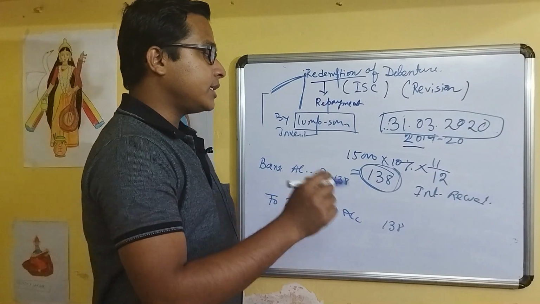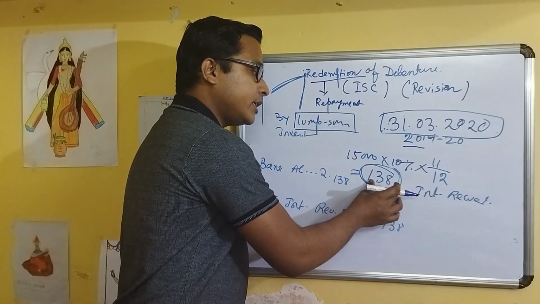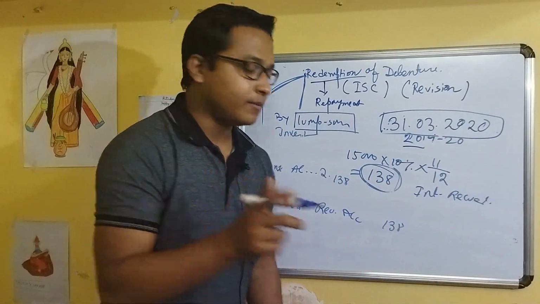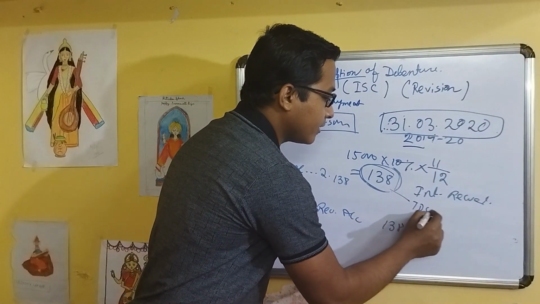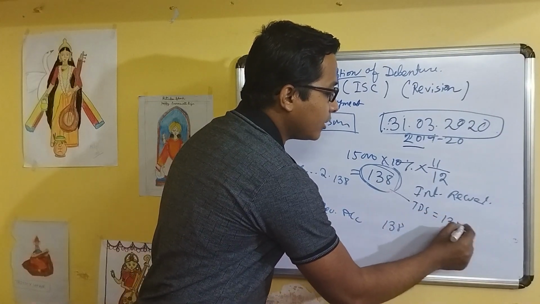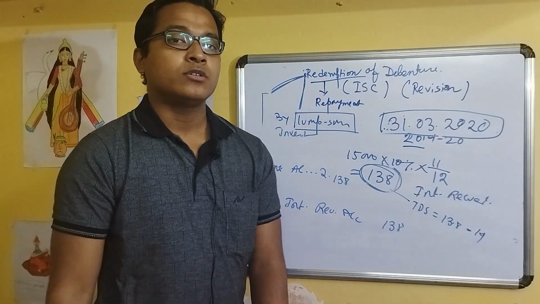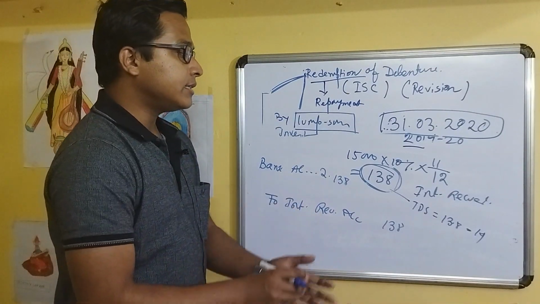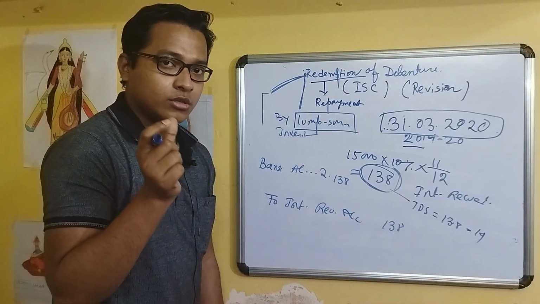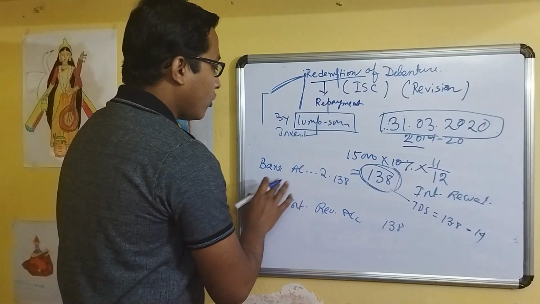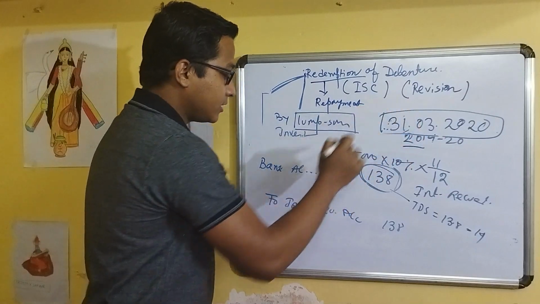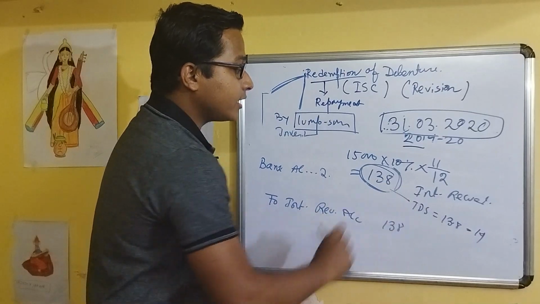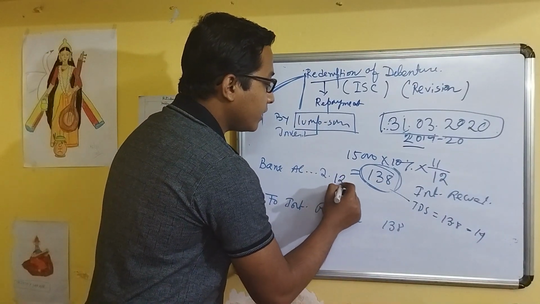So 10% TDS means that on the interest of 138 we have to deduct TDS of 10%. So TDS will be 10%, that means 13.8, or say rupees 14. So 14 will be your TDS amount. So ultimately the net amount that the company received from the bank on the date of maturity, that is on 31st March, is not 138. It is 138 minus 14, that is 124.